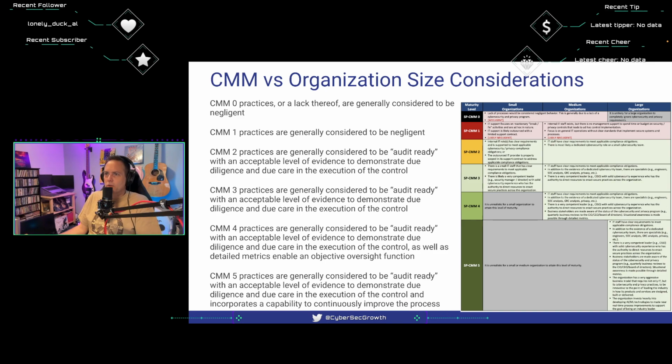So CMM 0, not performed. This level of maturity is defined as non-existence practices where the control is not being performed. There are no identifiable work products of this process. CMM 0 practices, or a lack thereof, are generally considered to be negligent. The reason for this is if a control is reasonably expected to exist, by not performing the control, that would be negligent behavior. The need for the control could be due to a law, regulation, or contractual obligation, e.g. client contract or industry association requirement.